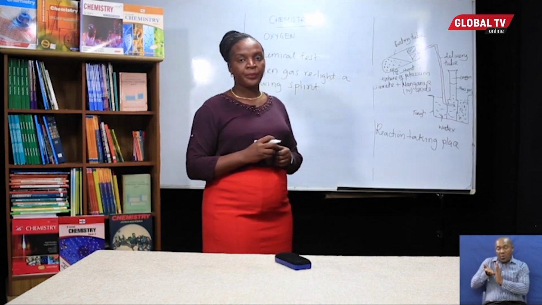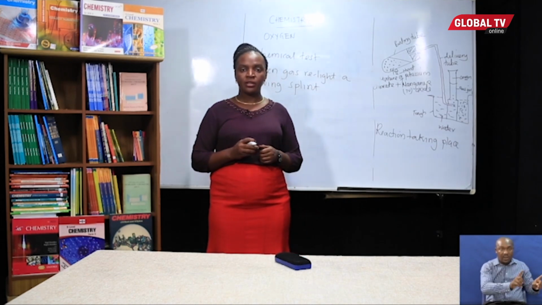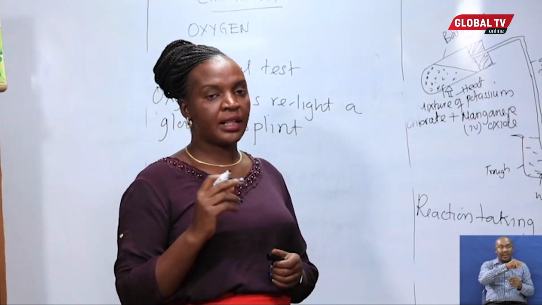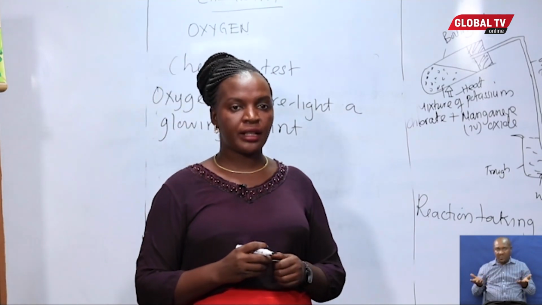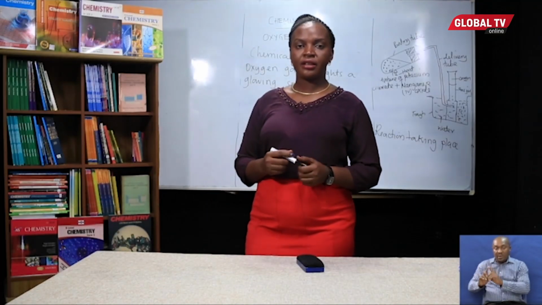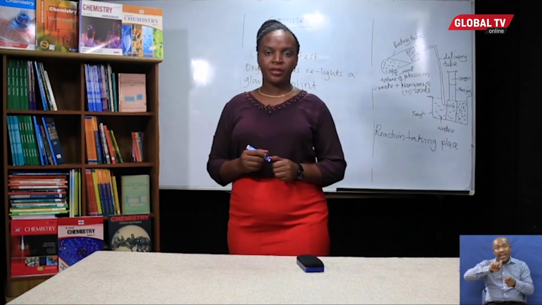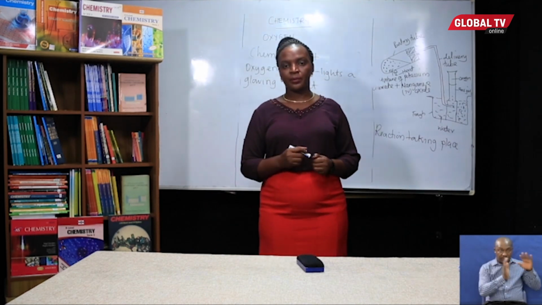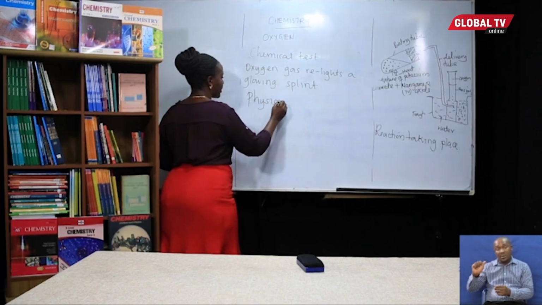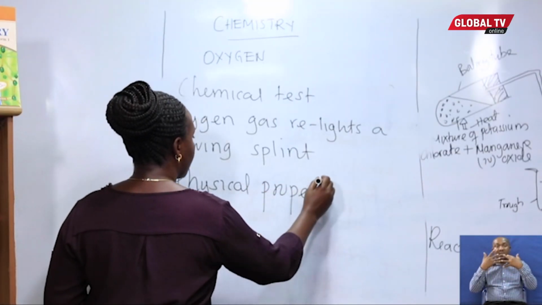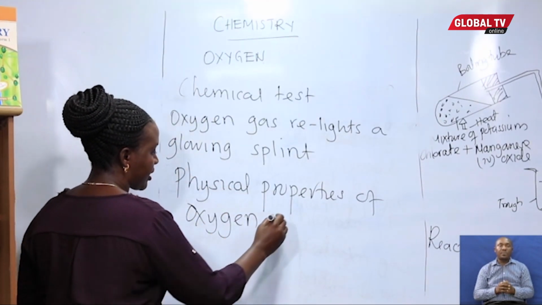So once you meet a question that requires you to explain the differences between ordinary air and oxygen gas, the answer will be: oxygen gas relights a glowing splint as its chemical test, but ordinary air does not relight a glowing splint. After knowing the chemical test of oxygen, let's see the chemical and physical properties of oxygen. We start with the physical properties of oxygen gas.